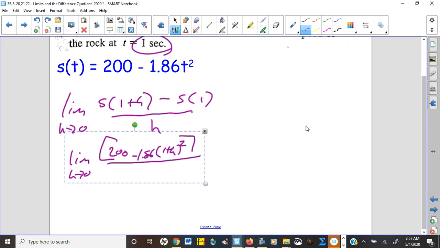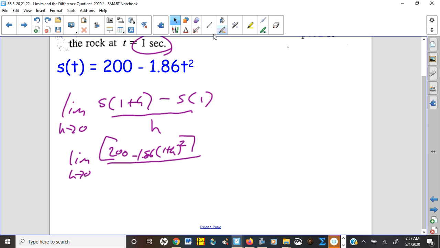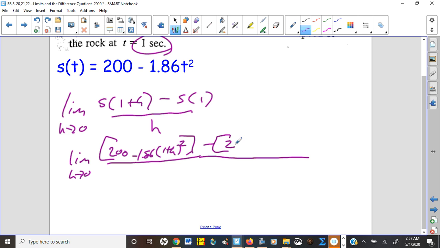The first part's always going to be a little bit uglier. What happened to my marker? Minus, and then s of 1, that's always just going to be a constant. That'll always be a little bit easier. So that's just going to be 200 minus 1.86 times 1 squared, right? And it's all over h.